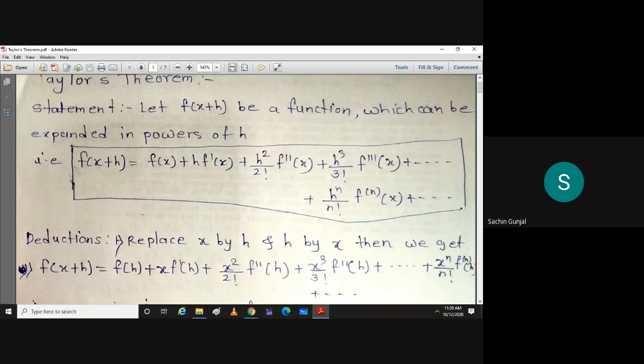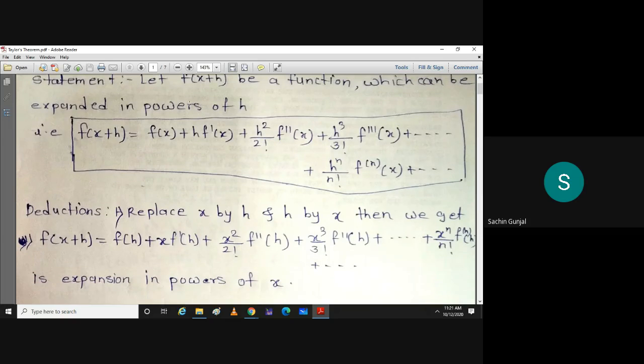The statement is: let f of x plus h be any function whose expansion in powers of h is given by f of x plus h is equal to f of x plus h into f dash x plus h square by 2 factorial f double dash at x, and so on, h raised to n upon n factorial nth derivative at x. The condition is that this function has to be n times differentiable.